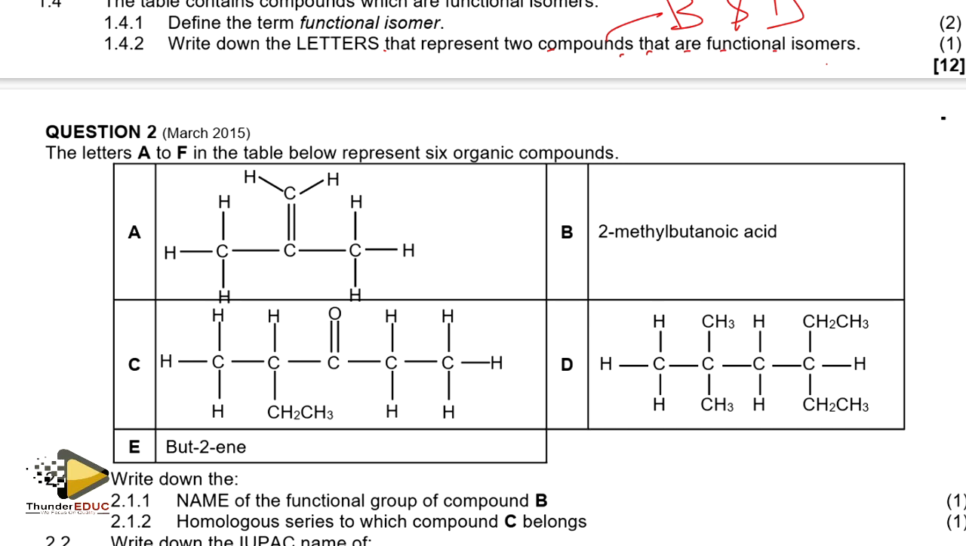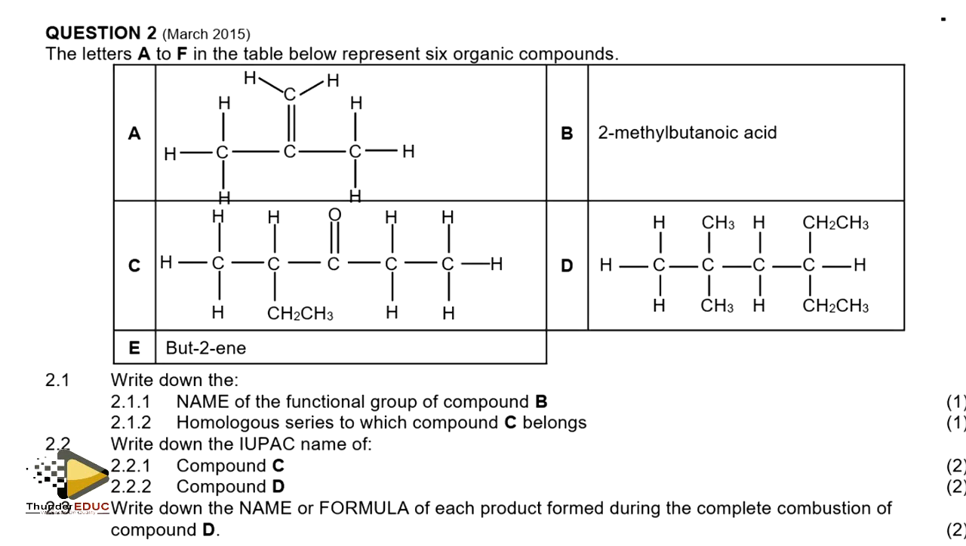They're saying that A to F in the table below represents 6 organic compounds. The first one, I told you to please make sure that you try to identify the functional group or homologous series for each. This one, I have a double bond, therefore it is an alkene. Here is butanoic acid. We say that oic acid is a carboxylic acid.